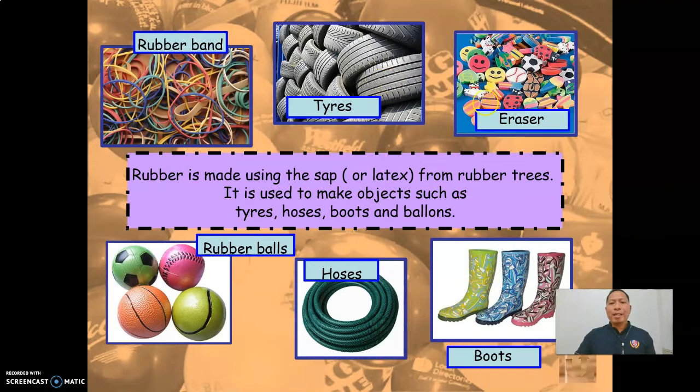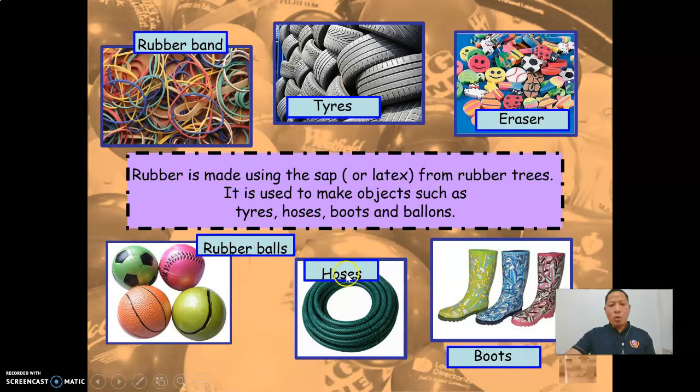Very good. Next, very common in the school, even in your bag, is the eraser. These are erasers. Again, in different colors, different sizes. So next is rubber balls. Rubber balls are made of, of course, rubber. This one is a football, this one is a basketball, this one is a baseball, and a tennis ball.